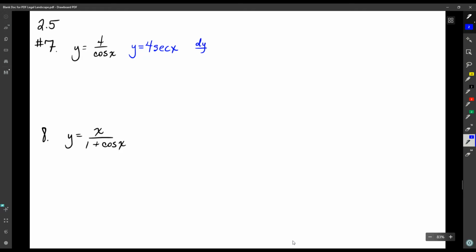Let's go into dy/dx now. dy/dx is going to be 4 times the derivative of secant of x, which is secant of x tangent of x. And that's our answer on 7.